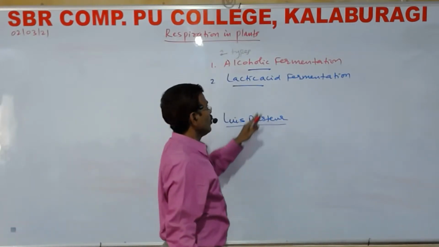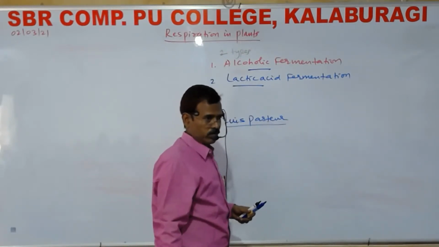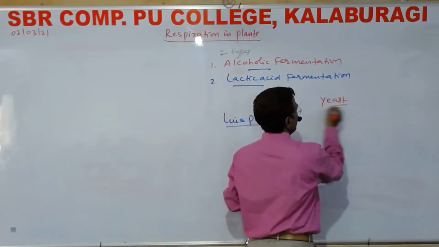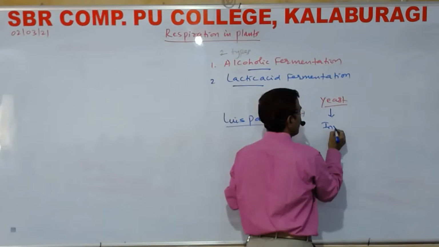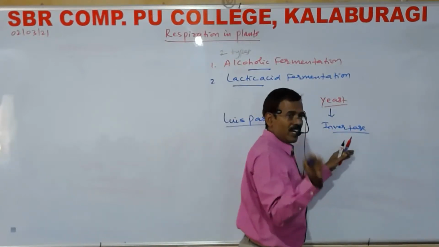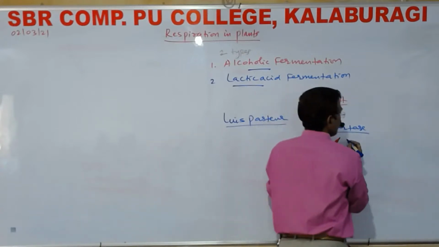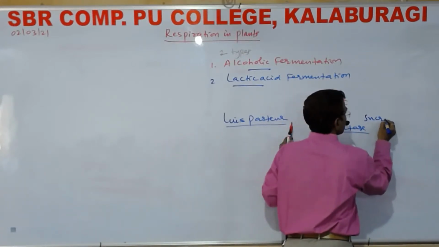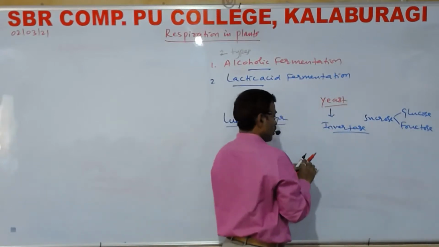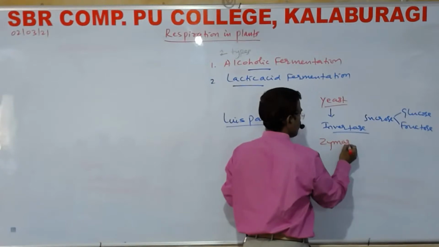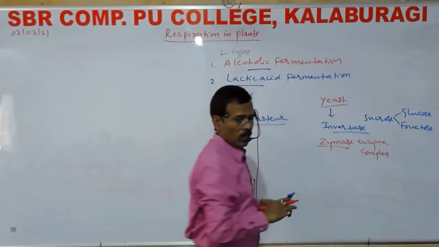Now, this alcoholic fermentation makes use of a very important microbe. That microbe is yeast, a unicellular fungus. This fungus is the source of enzymes like invertase. Invertase breaks sucrose into glucose and fructose. Then another important enzyme in the yeast is called the zymase enzyme complex, which is mainly important for alcoholic fermentation. Remember.